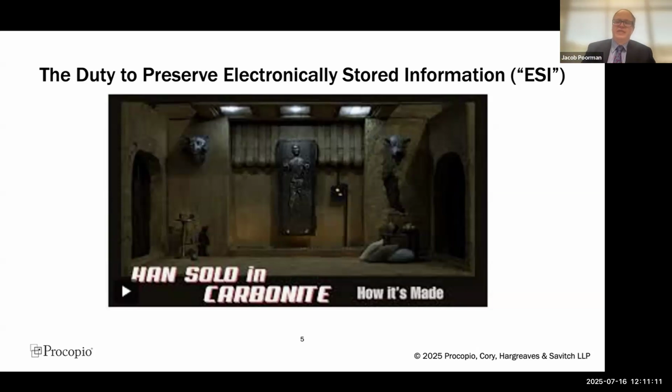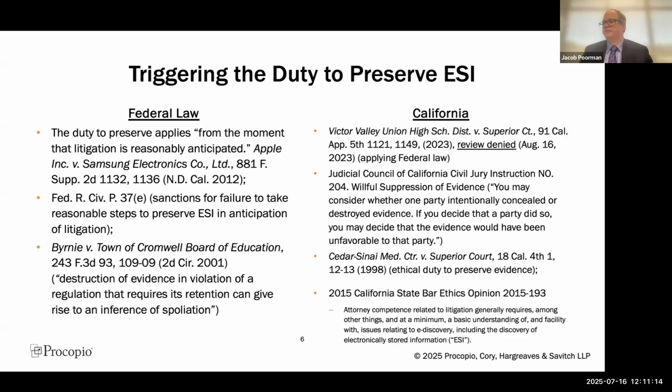So when does the duty to preserve attach? Under the Federal Rules of Civil Procedure, the duty to preserve attaches from the moment that litigation is reasonably anticipated. The California rules of procedure do not impose an explicit duty to preserve documents in anticipation of litigation, although the recent trend is for California courts to look to the federal rules and apply the same obligations to preserve documents in advance of litigation. Both federal law and California law impose sanctions for failing to preserve ESI.